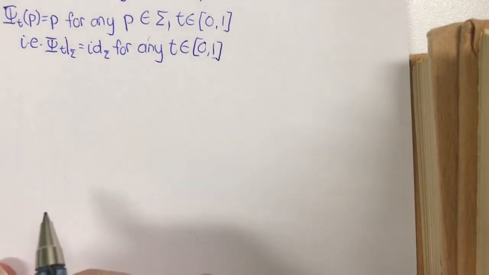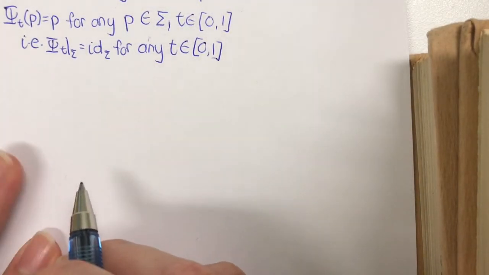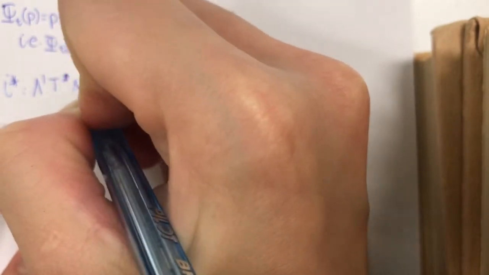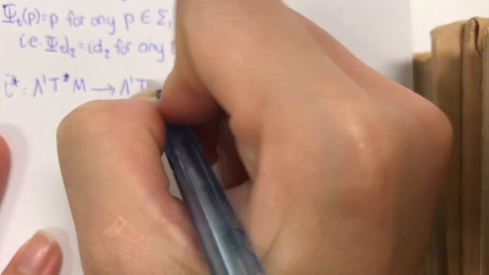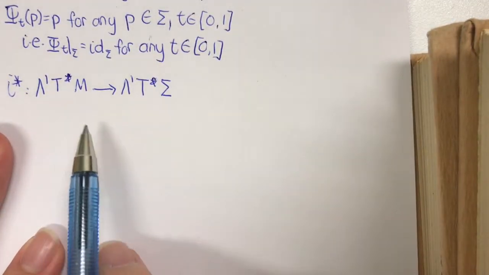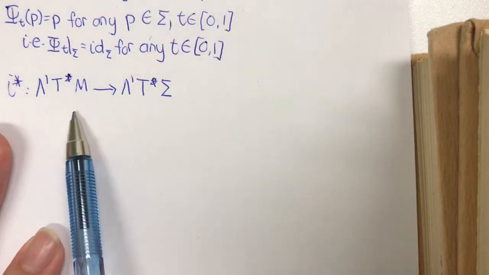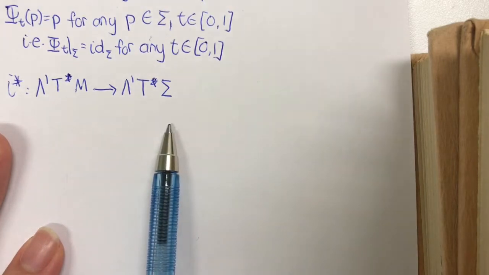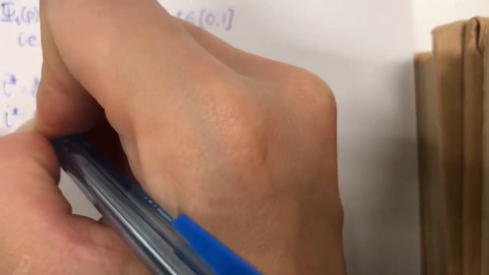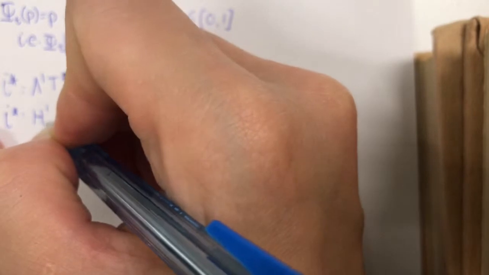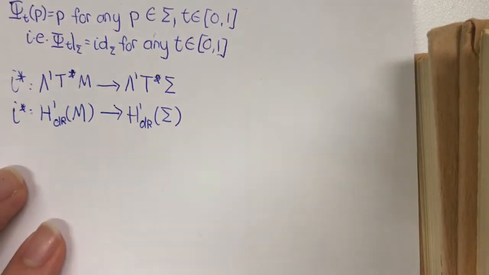So initially we have the inclusion map. The inclusion map would induce a pullback map of the cotangent bundle of M to the cotangent bundle of sigma, and it also induces the pullback map of the de Rham cohomology group of M to the de Rham cohomology group of sigma.